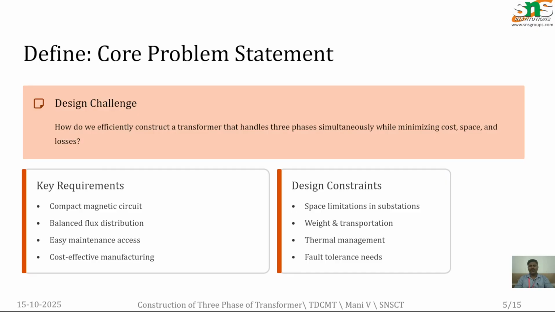According to the design construction, there is the space limitation in the substation, because a three-phase transformer requires large space compared to the single phase. The weight is very high, transportation is also very difficult, and the thermal management system is more difficult. For this we can use oil or water, or natural air or forced air systems for the thermal management.